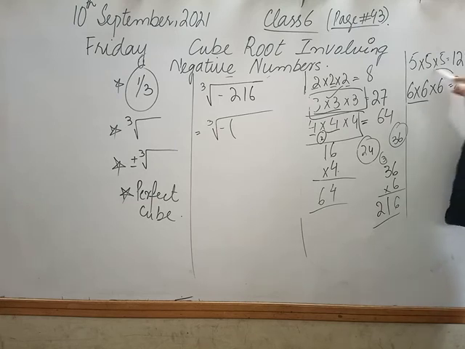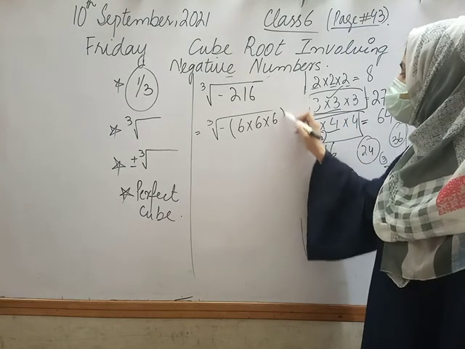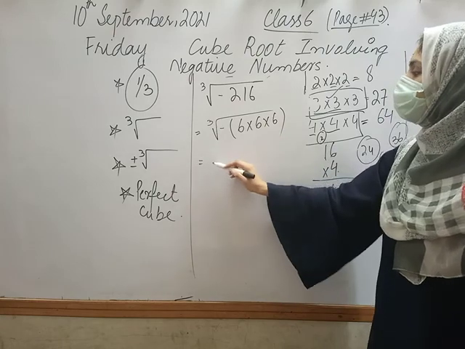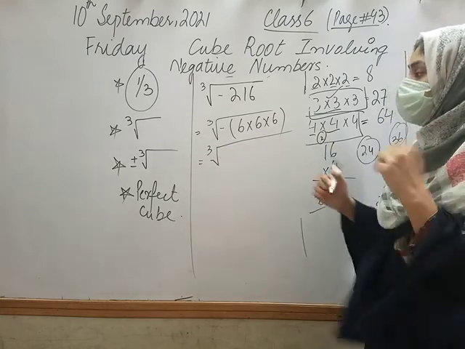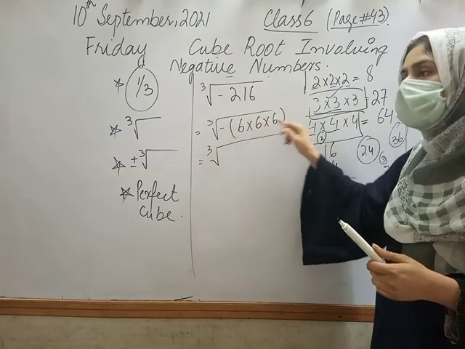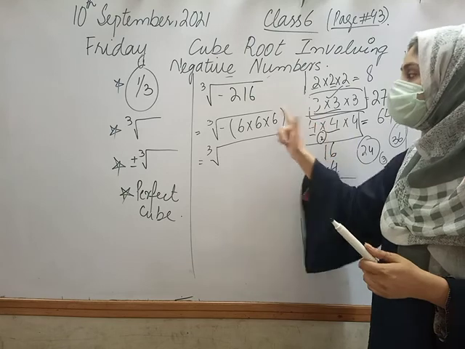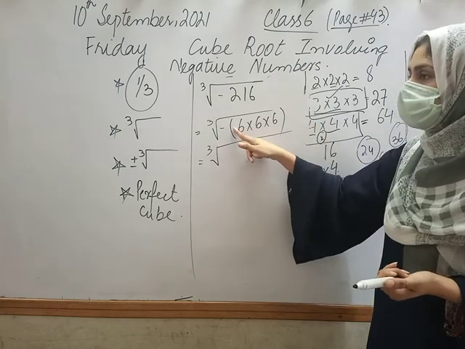So class, multiplication of 6 3 times, I will write this. Okay? Now there could be 2 methods here. Either I would put minus with each number, or I would write it this way. I will choose the one which is like this.